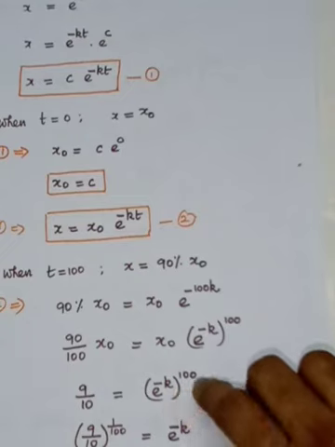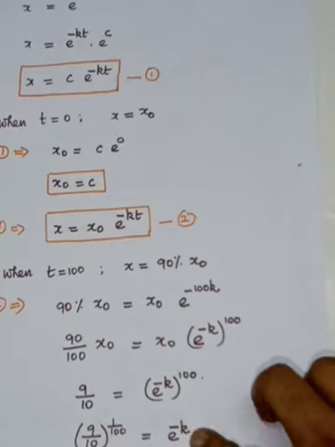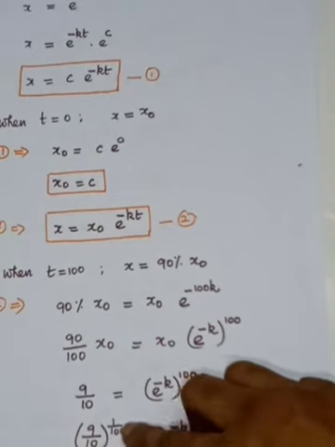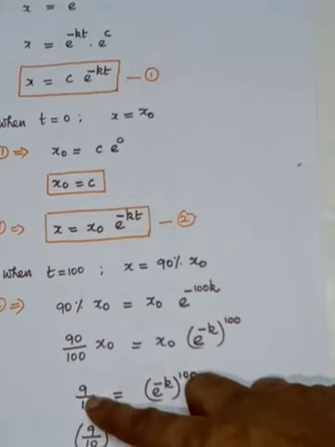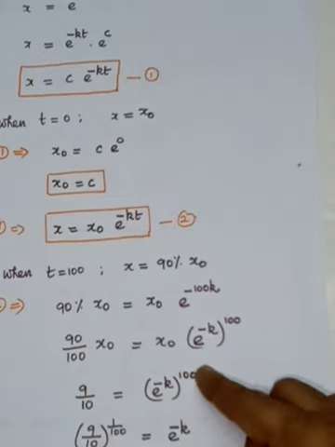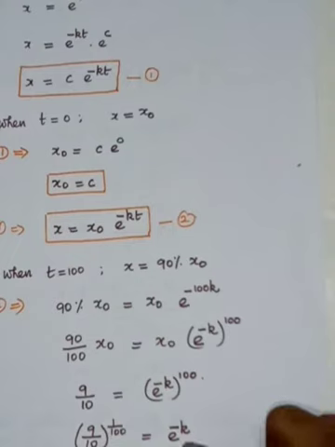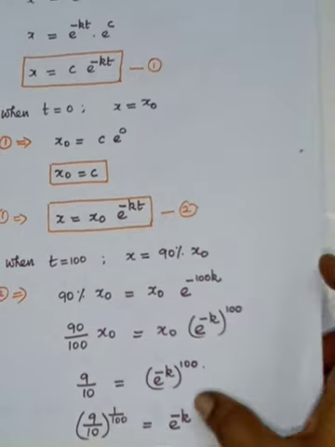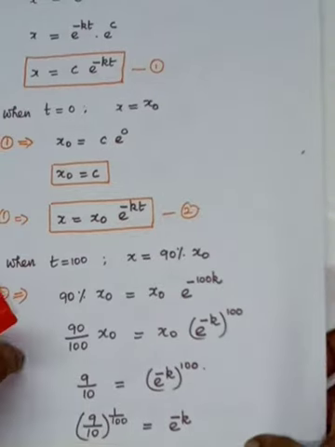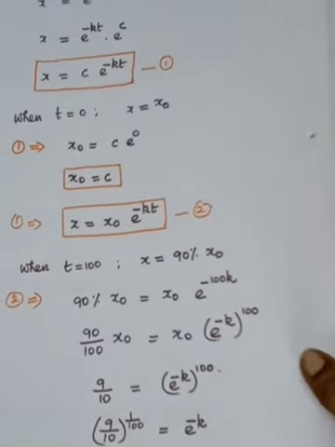So here e power minus k can be written as 9 by 10 the whole power 1 by 100. If you raise to the power 1 by 100, here also 100 into 1 by 100 gets cancelled. So therefore e power minus k is equal to 9 by 10 the whole power 1 by 100. So this is the given condition.